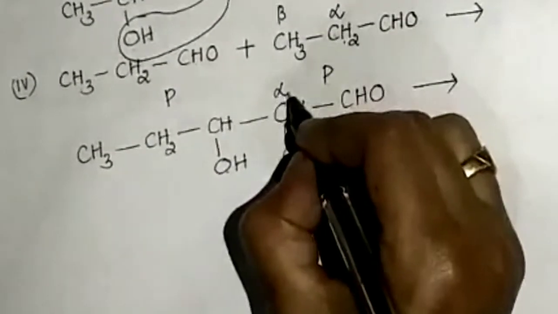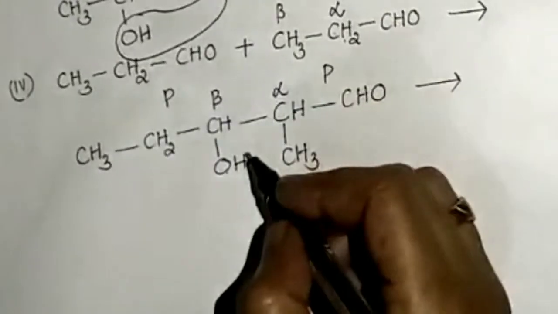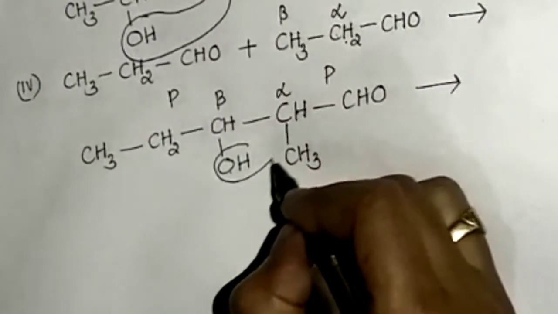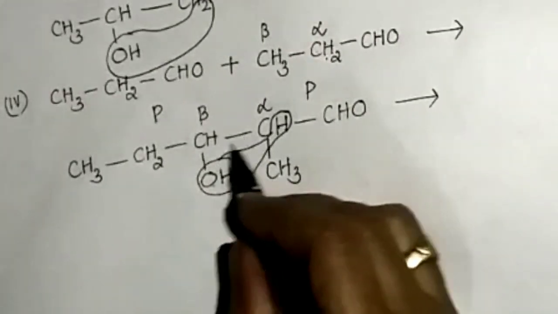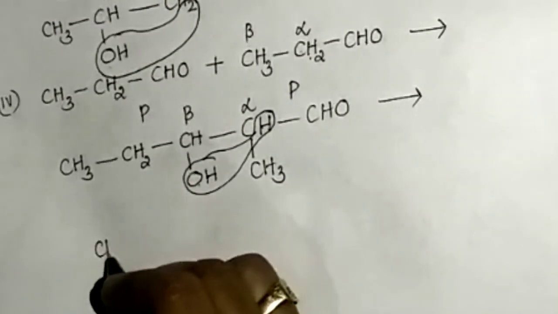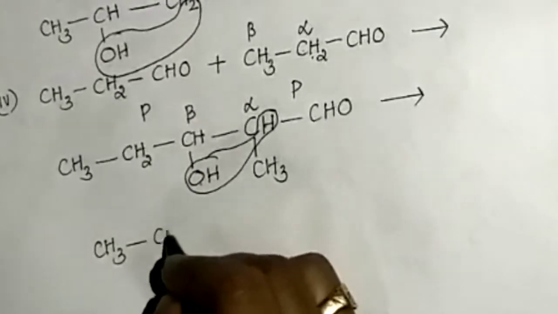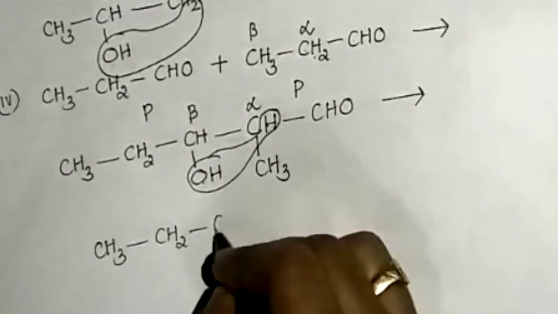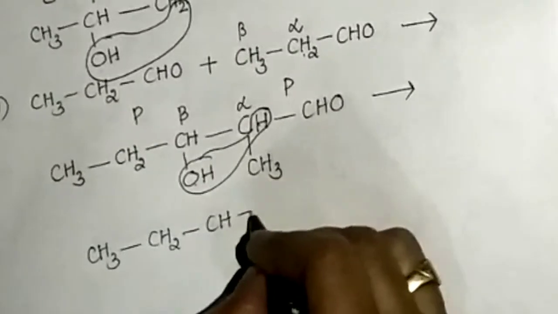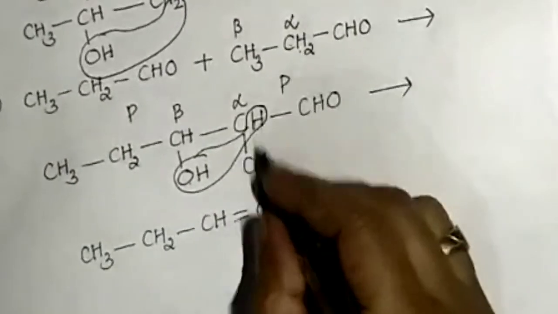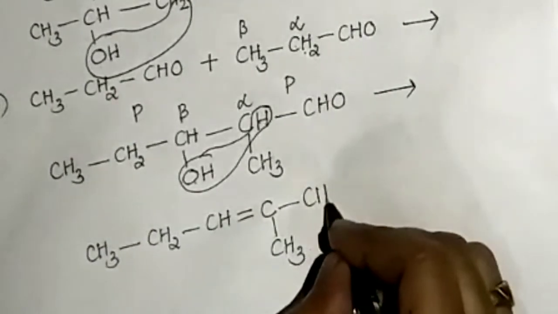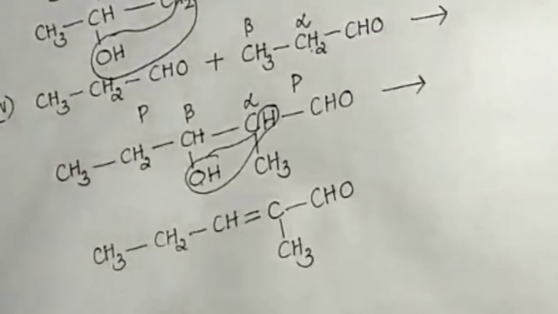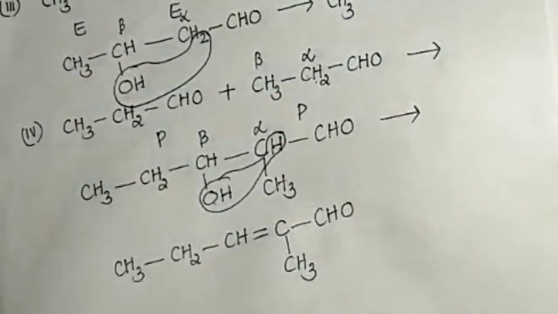Then this is the alpha carbon, this is the beta carbon. From the beta carbon OH and alpha carbon hydrogen, elimination occurs. Then a double bond is formed between them. Then we get the product CH3CH2CH=C(CH3)CHO. This is another aldol condensation product. So we get 4 different types of products.